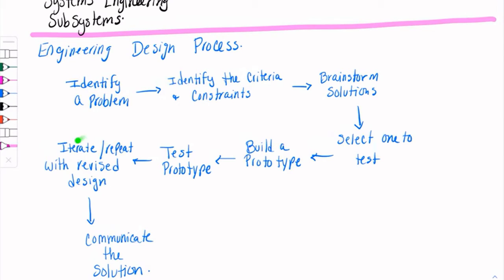How do you make it better? Well, if it's not meeting the constraints or the criteria, you try to do that. You make it cheaper. You make it faster to mass produce. There's multiple ways to revise or make something that you've designed better. And then you communicate the solution. Okay, so that is the engineering design process.